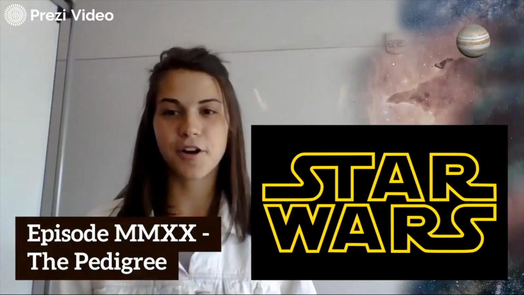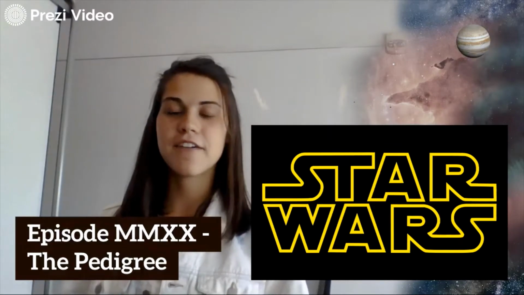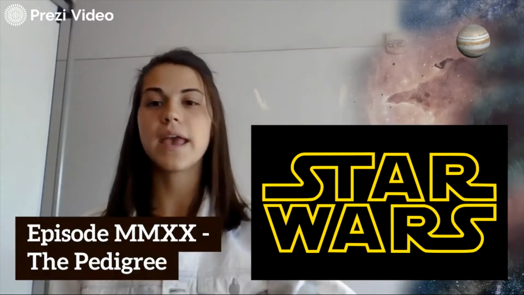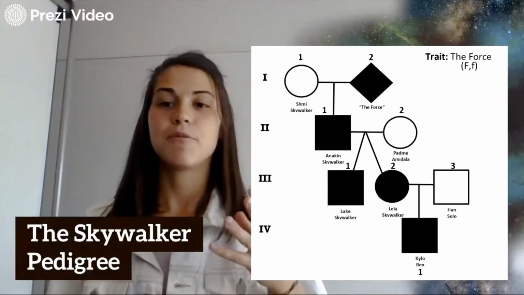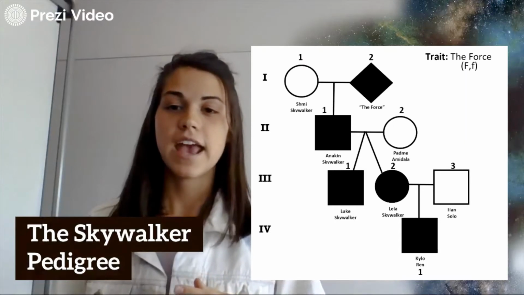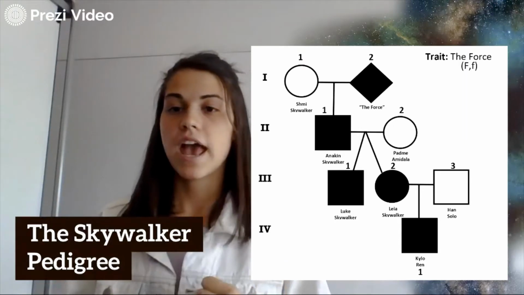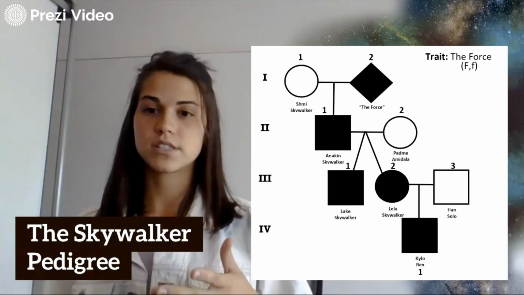So in a galaxy far, far away, a part of the Star Wars episodes, we have the family of the Skywalkers, and today we'll be drawing and mapping out their pedigree. For our pedigree, the Force will be the trait that we are mapping. Those who have the Force will be shaded in and have that phenotype shown, and those unshaded do not have that phenotype and do not have the trait of the Force.